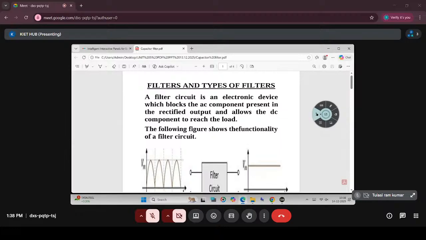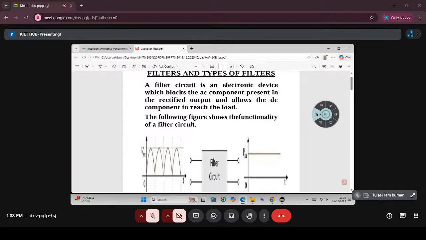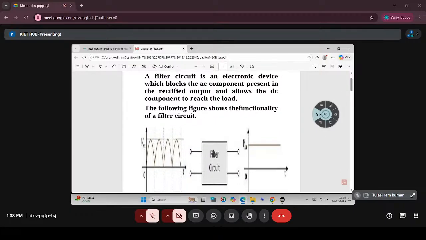From the exam point of view, you have to draw this diagram. This is the input AC, pulsating input given to the filter. In this filter we have 4 designs. What are the 4 designs? Inductor filter, capacitor filter, LC filter, CLC filter. In this block diagram we can use the designs. This is the input, this is the output.